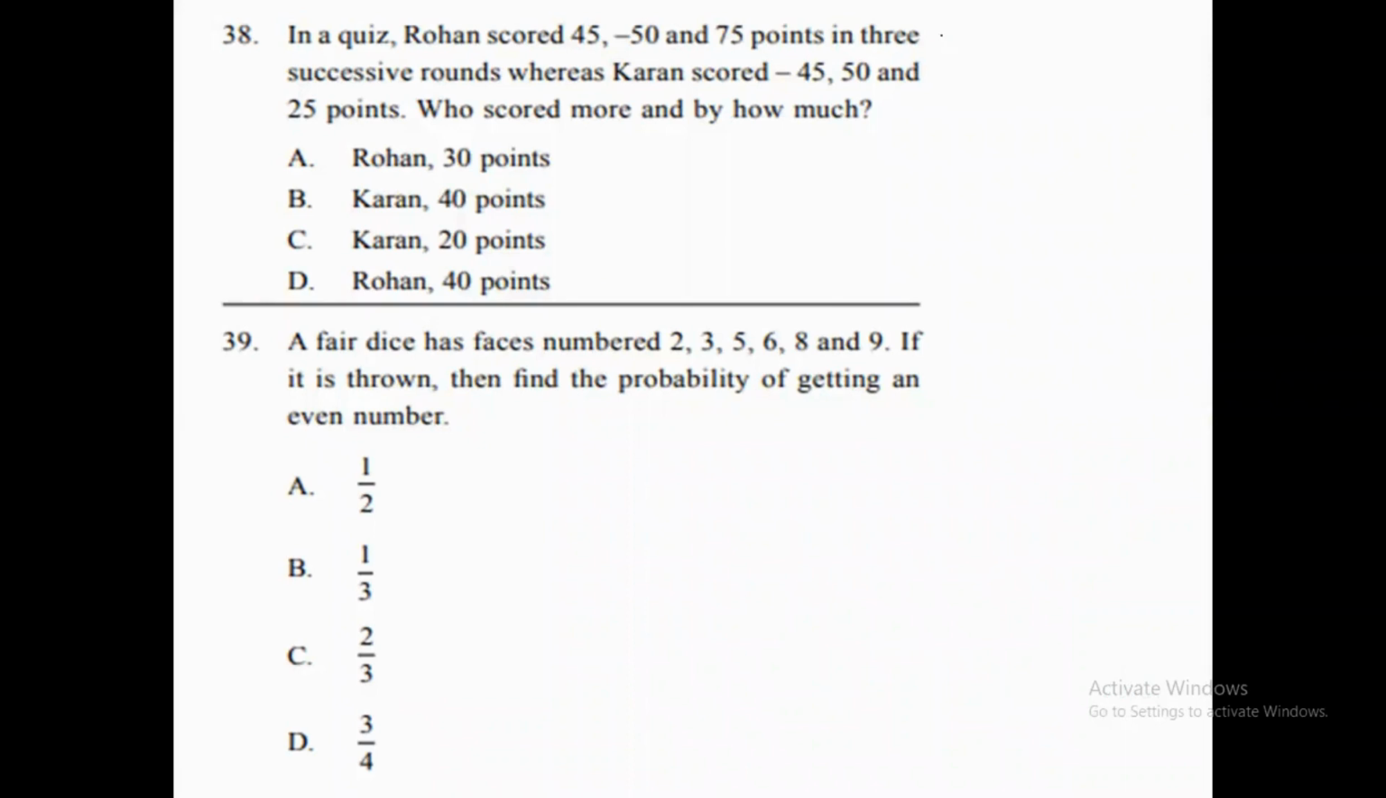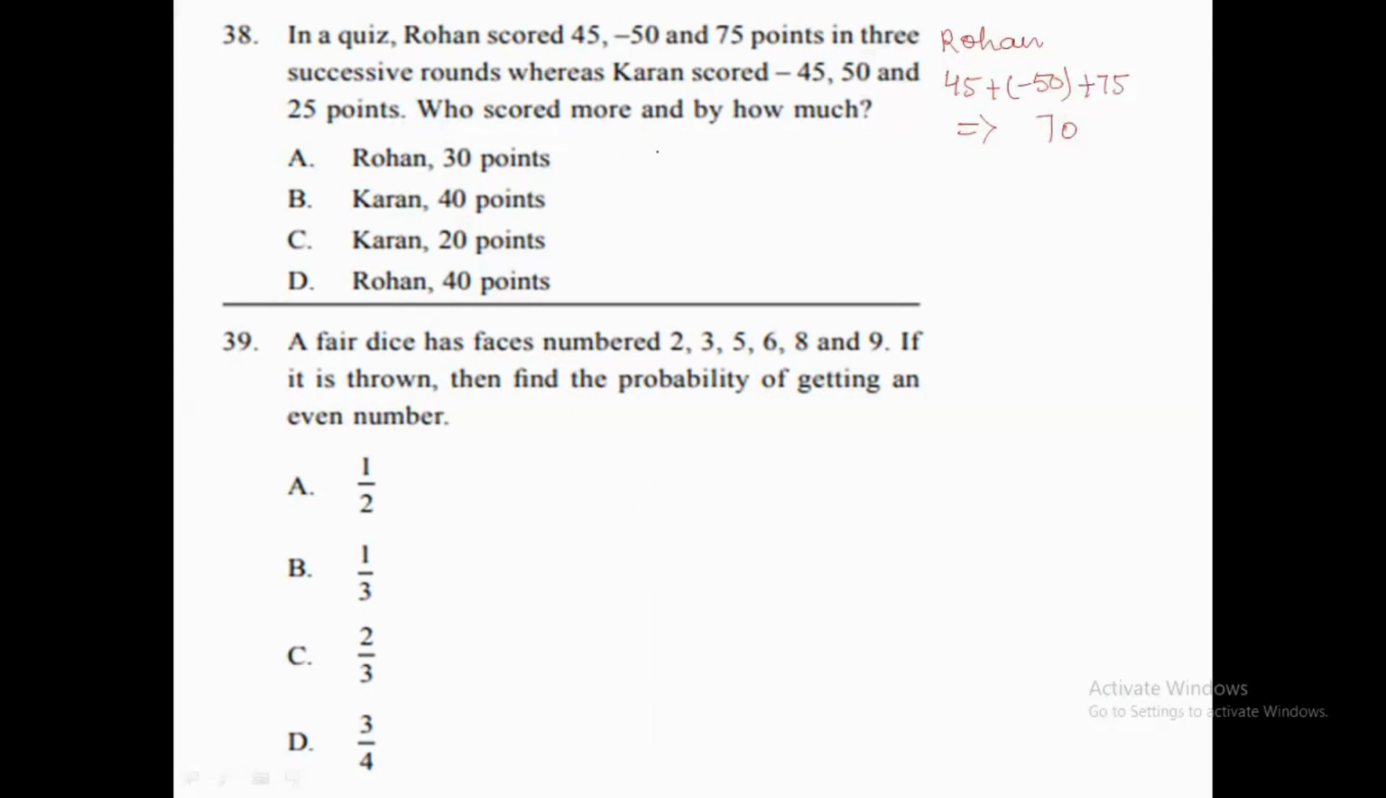So first we are going to calculate Rohan's number. Rohan first got 45, plus minus 50 in the second round, then plus 75. When we calculate it, 45 minus 50 is equal to minus 5, and minus 5 plus 75 equals 70. So in total he got 70 points.